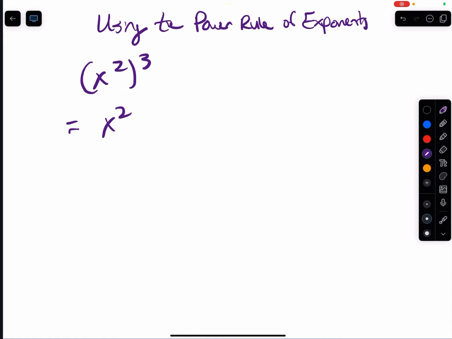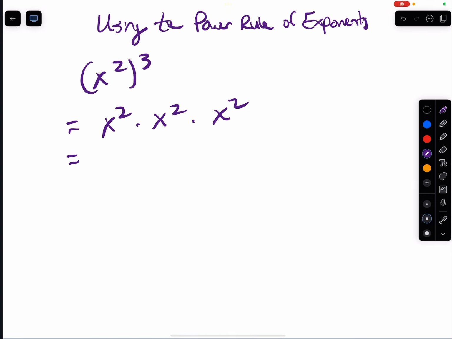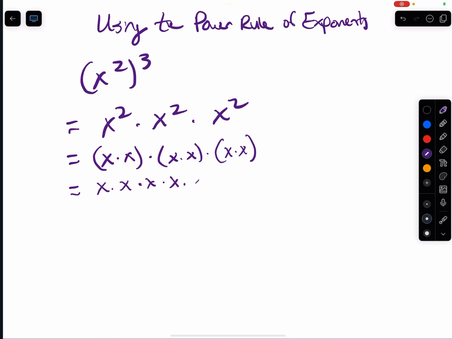We have 3 factors of x squared, which means in each case we have x times x, times x times x, times x times x. How many factors of x do we have in that case? Well, it's x times x times x times x times x times x, which is 6 factors of x, x to the 6th power.